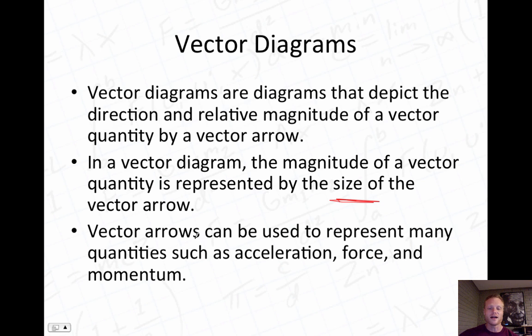So I list some examples down here. Vector arrows can be used to represent many quantities such as acceleration, force and momentum. We could put velocity in that list too, because velocity clearly is a vector. That's something we've talked about in previous lessons. So far we've talked about ticker tape diagrams, and now this introduces a new thing called a vector diagram, which is basically just using an arrow. The arrow indicates the direction, and the size of the arrow indicates the magnitude, the numerical value, if you will, even though you're not really using a number.